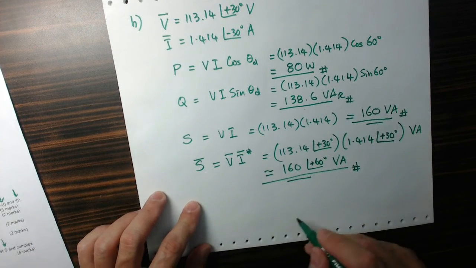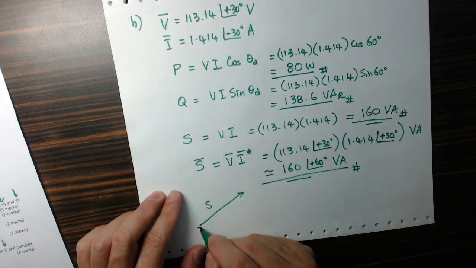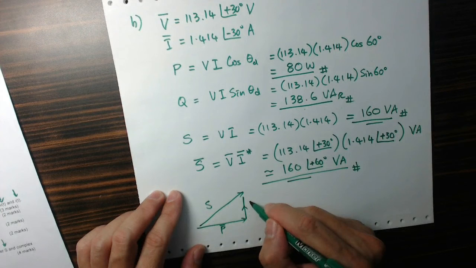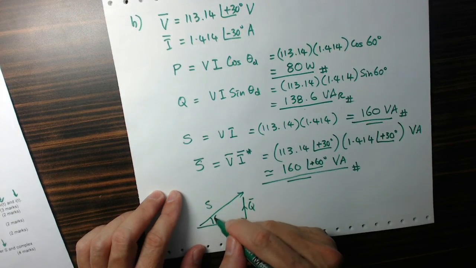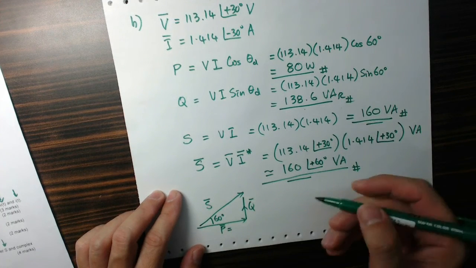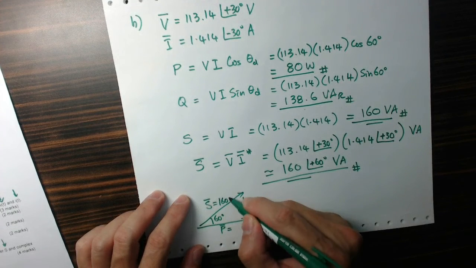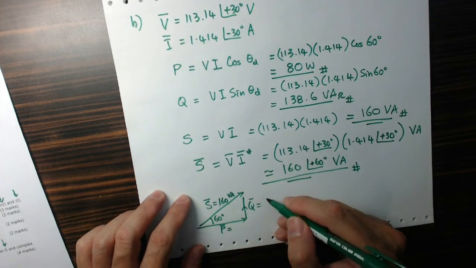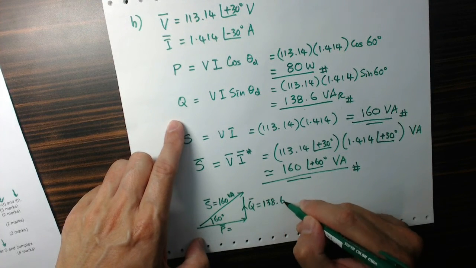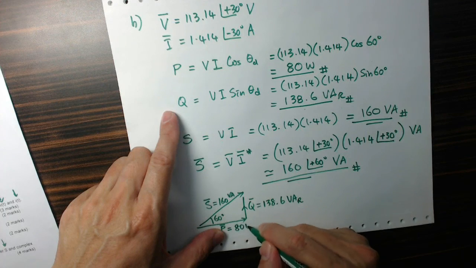In fact, if you want to, we can draw the power triangle. Power triangle is S, P, and Q. This is the angle 60 degrees. Where this is about 160 VA. This is Q. Q is about 138.6 VAR, and P is about 80 watts.